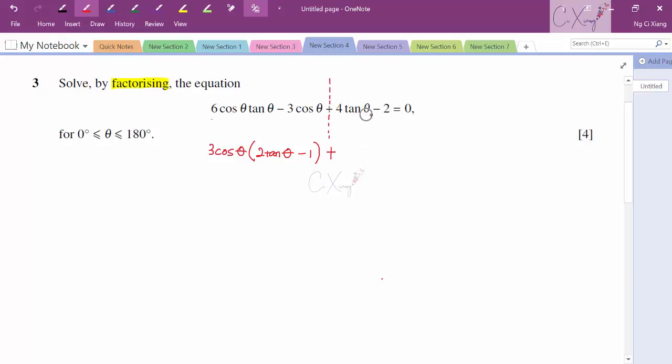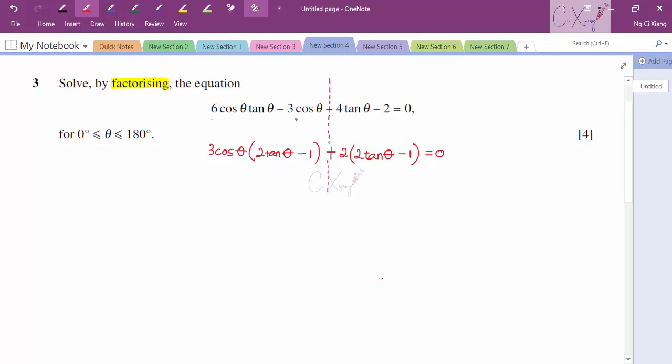For the second half of the equation, 4 tangent theta minus 2, there's something common that I can factorize out, which is the 2. So I will factorize out the 2, and therefore I'm having 2 tangent theta minus 1, which is equals to 0.